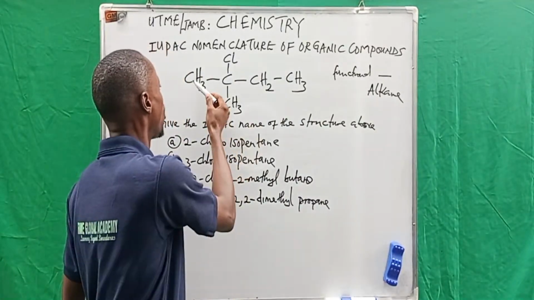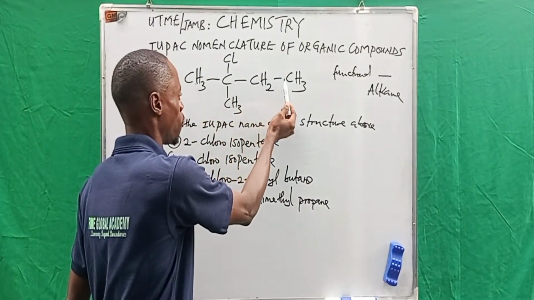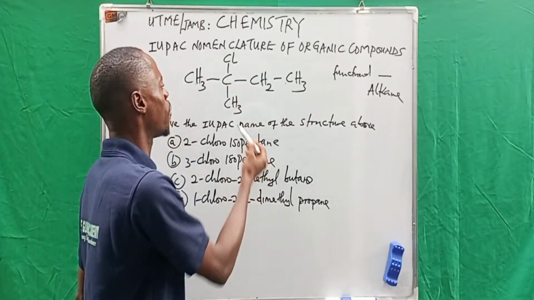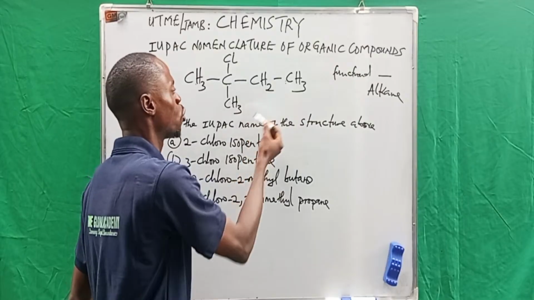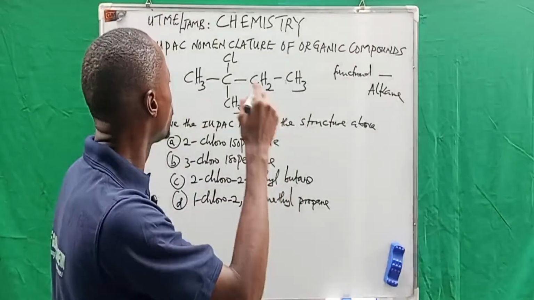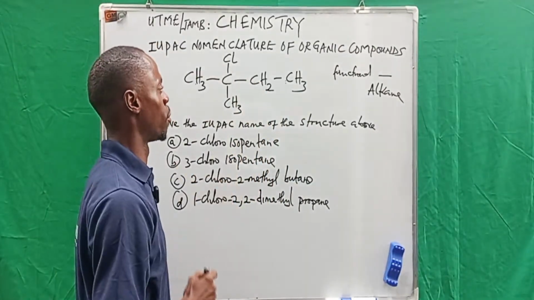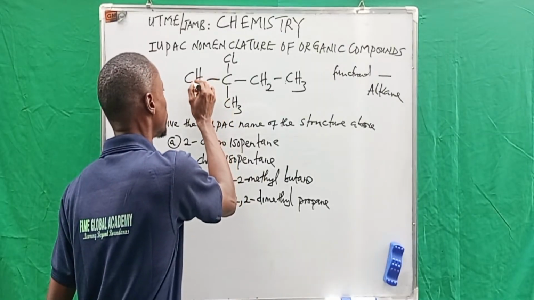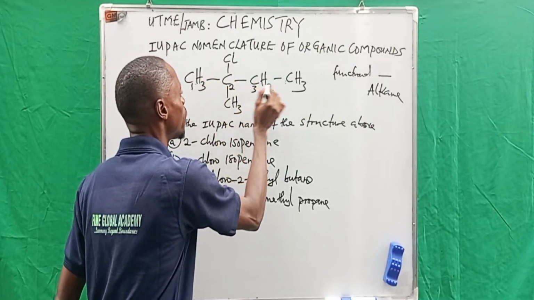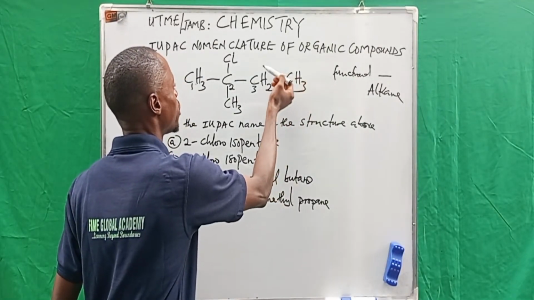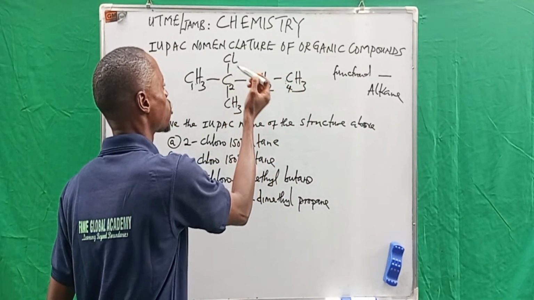From this end, we have 1, 2, 3, 4. Then we have 1, 2, 3, 4. We can also have 1, 2, 3, 4. So the longest carbon chain from any direction is 4. But where must we start numbering from? The accurate direction to start numbering from is from this end. I'll give you the reason. 1, 2, 3, 4. Let's assume that a student chooses to number from this end. 1, 2, 3, 4. That student is wrong.